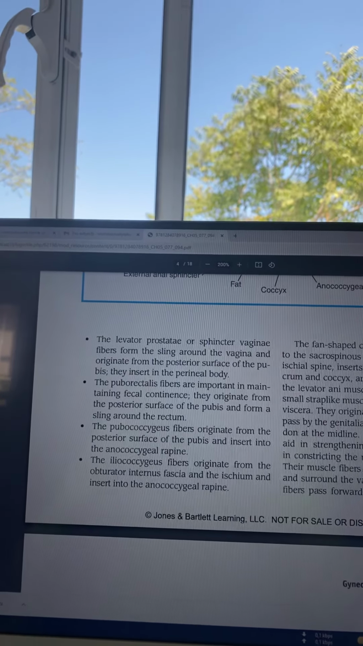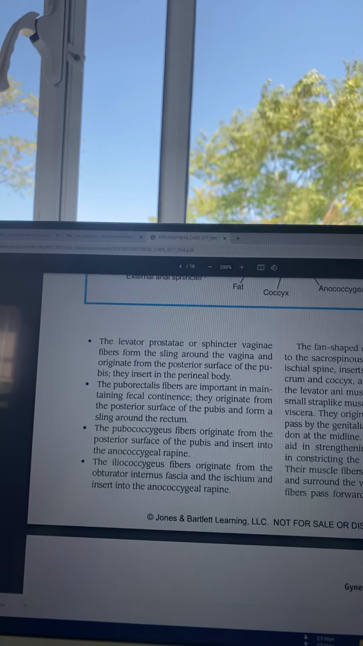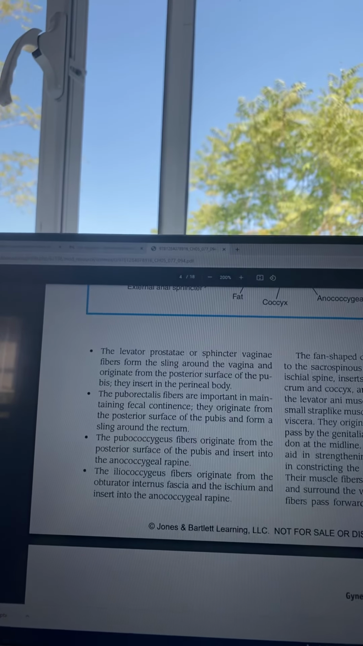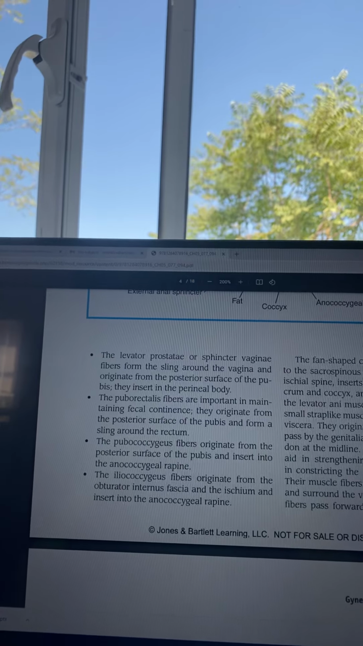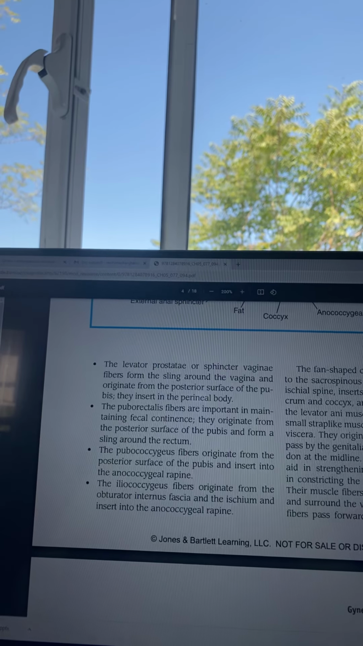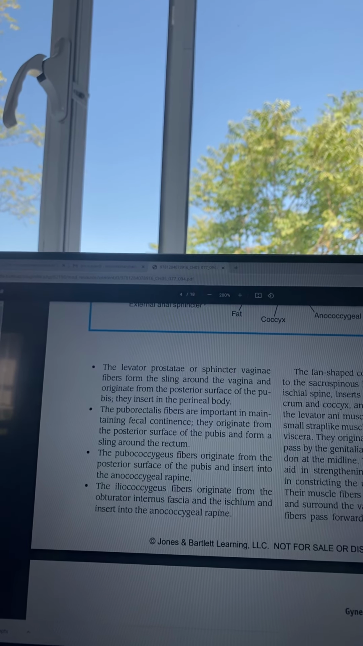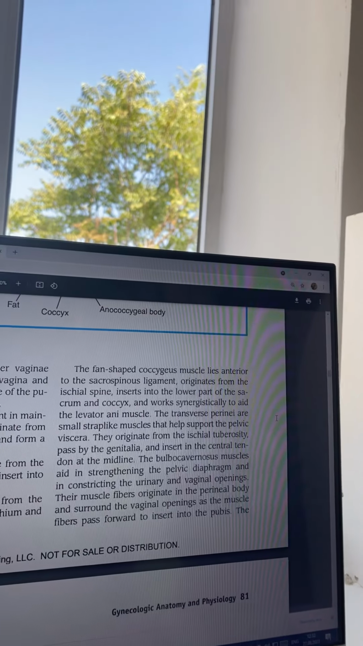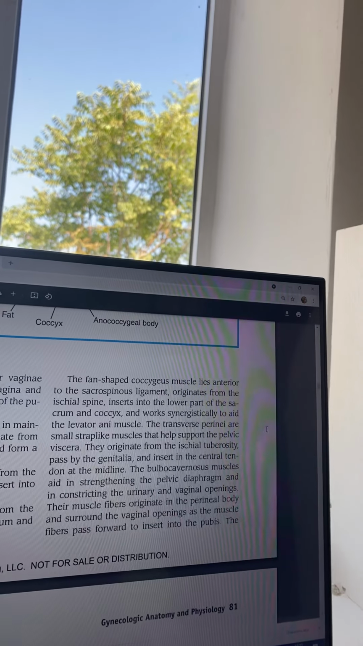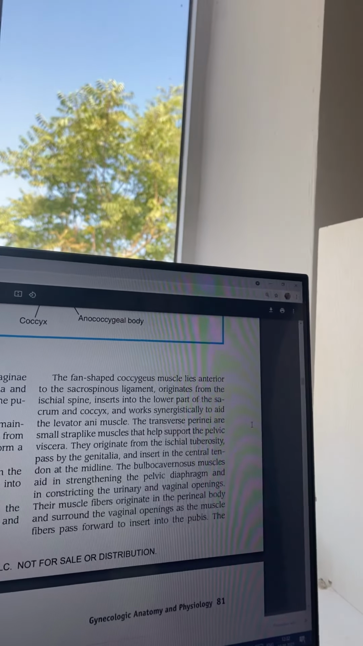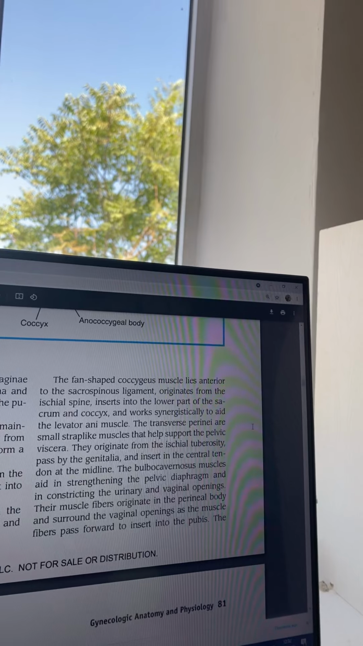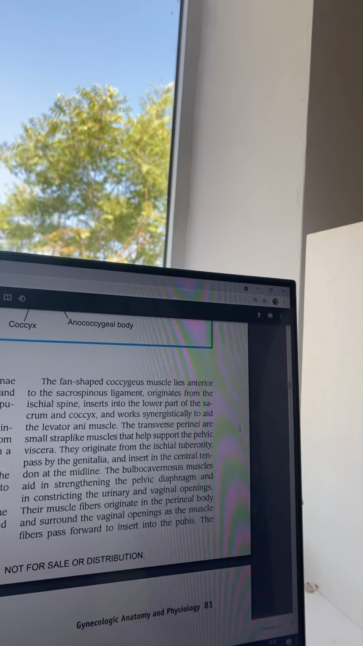The pubococcygeus fiber originates from the posterior surface of the pubis and inserts into the anococcygeal raphe. The iliococcygeus fiber originates from the obturator internus fascia and the ischium and inserts into the anococcygeal raphe. The fan-shaped coccygeus muscle lies anterior to the sacrospinous ligament, originates from the ischial spine, inserts into the lower part of the sacrum and coccyx, and works synergistically to aid the levator ani muscle.